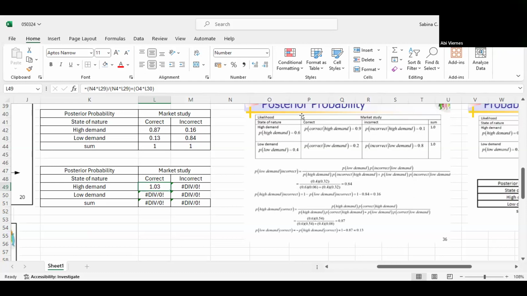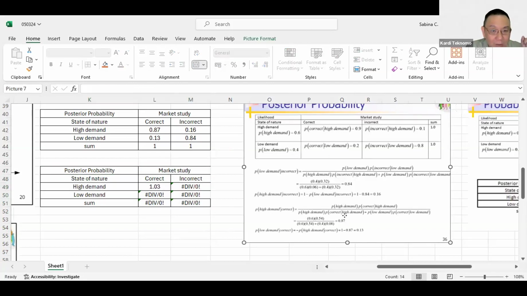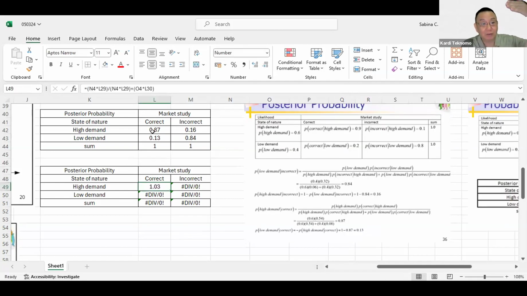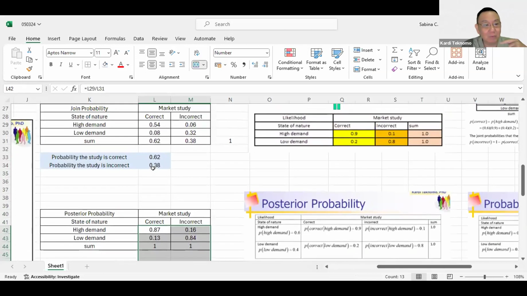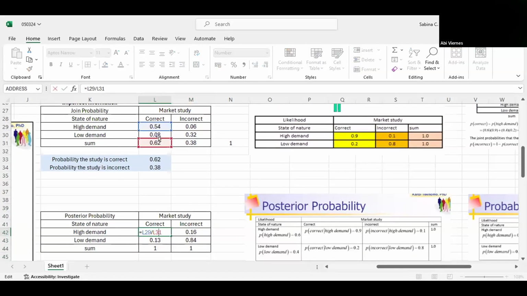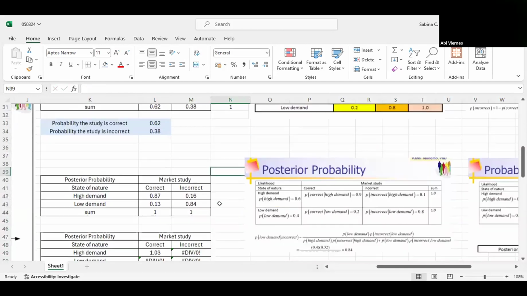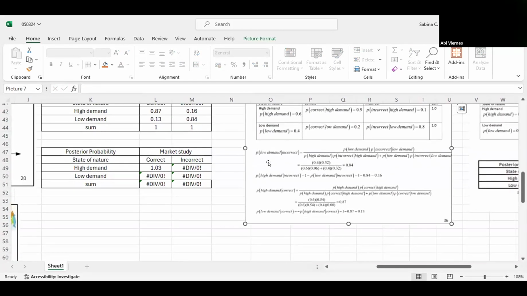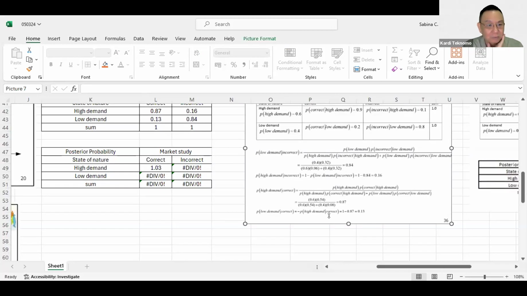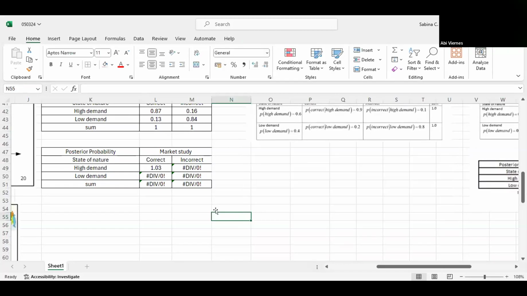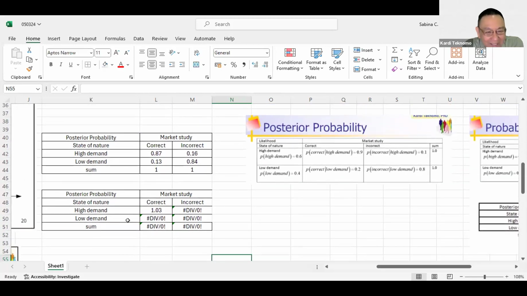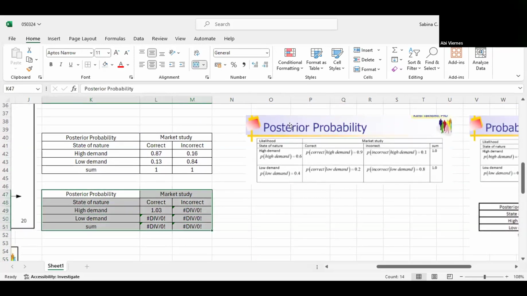Okay, so you just define the joint probability. Once you get the joint probability, you just simply divide it by the sum. Yes. Okay. So 0.64 divided by... 0.62. Okay, right. So this one is not correct. I think the lower part below is not correct. Probability cannot become higher than one. Yeah, right. Okay, thank you, sir. Yeah, thank you.